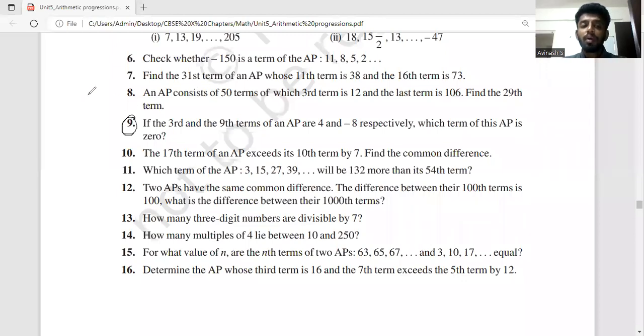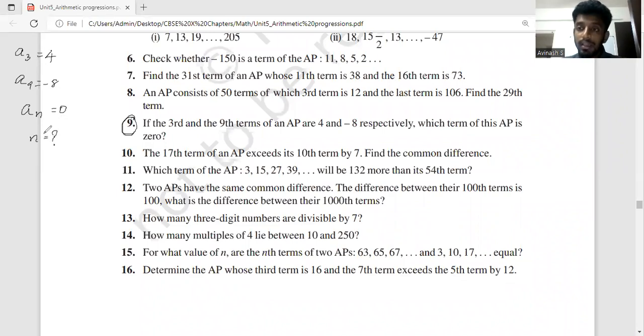When it comes to the 9th problem, we have been given that the third term is 4, that is A3 is 4. And we have also been given that the 9th term is minus 8, that is A9 is minus 8. So this has been given clearly. And then which term of the AP is 0, which means AN is 0, and we are supposed to find the value of N. This is very important.